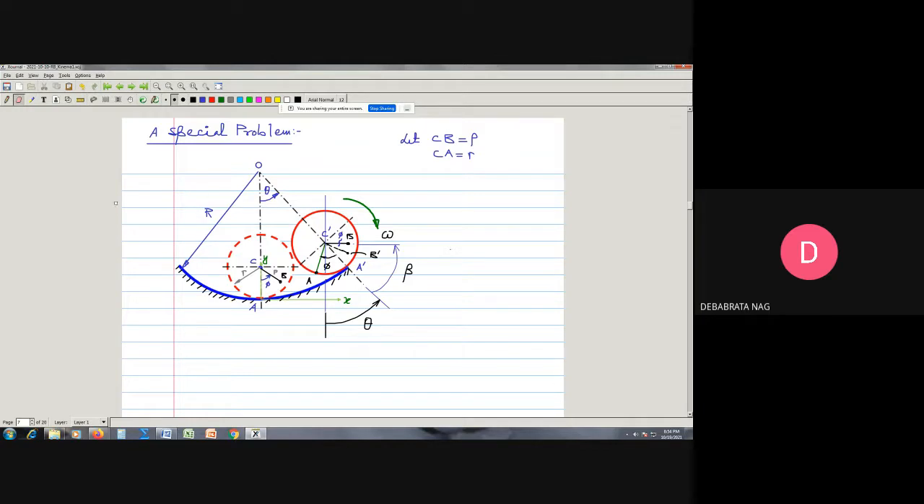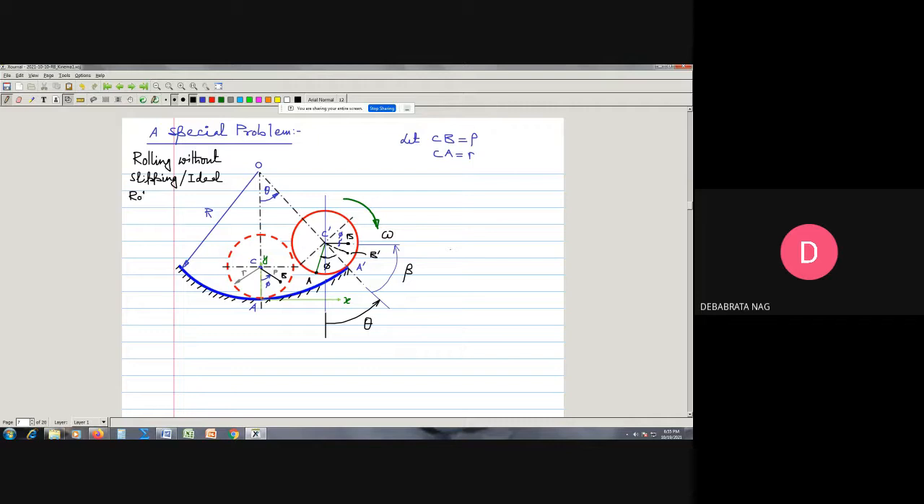So this is basically called the rolling without slipping problem. It is a special problem in the sense that it is what is called rolling without slipping. This is very important for the exam. It is the type of motion that a cylinder or a sphere-like rigid body will execute. This is actually termed rolling without slipping, or sometimes it is also known as ideal rolling condition.